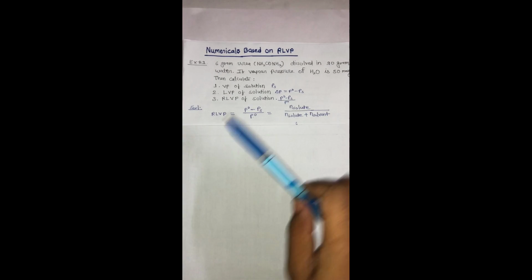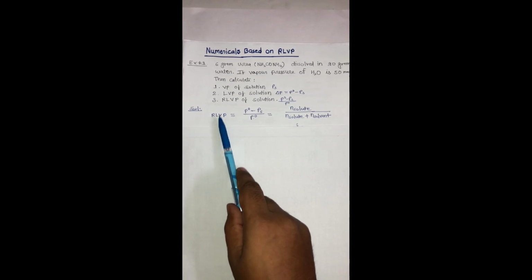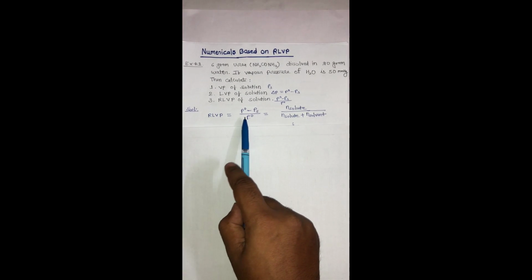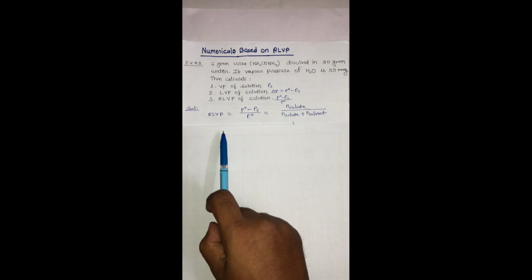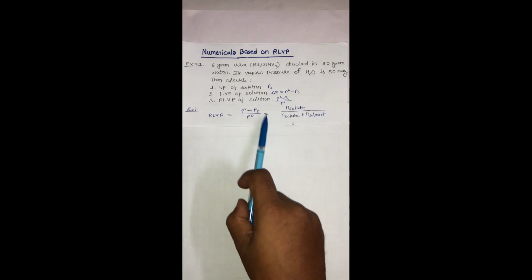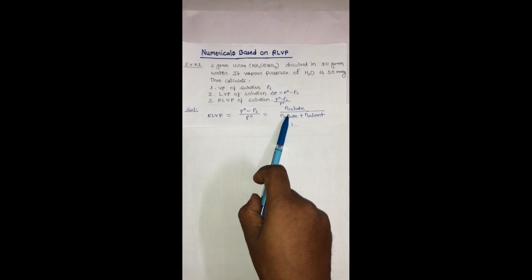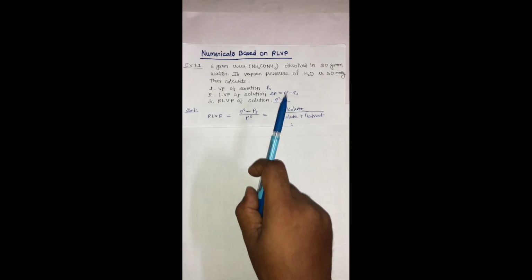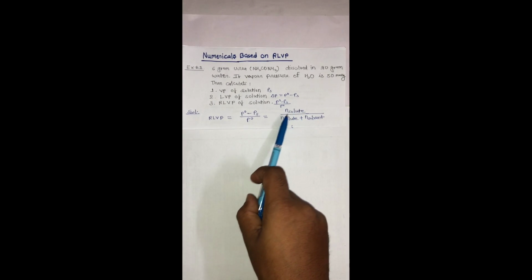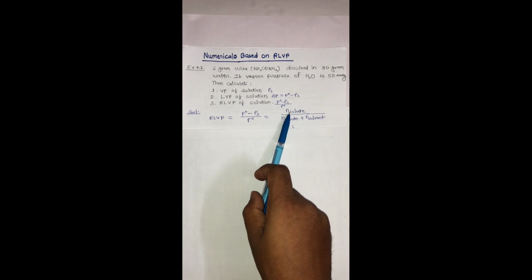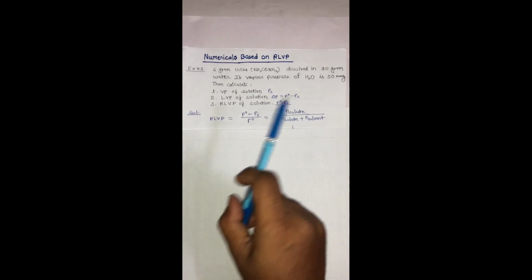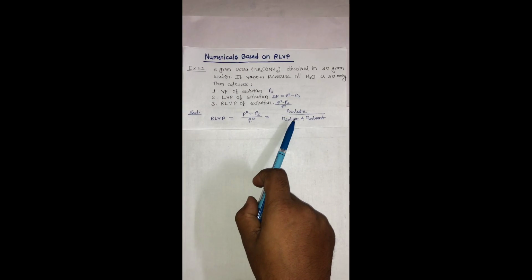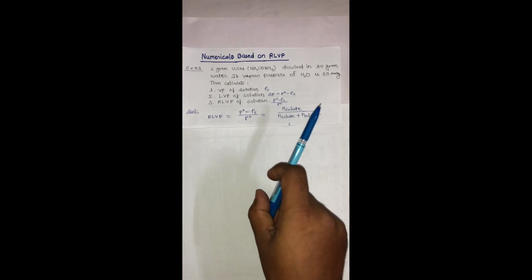For all of these we have a simple formula: RLVP equal to P naught minus PS divided by P naught equal to XB, and XB equal to mole fraction of solute, where N solute divided by N solution, number of moles of solute divided by number of moles of solution, means number of moles of solute plus number of moles of solvent.